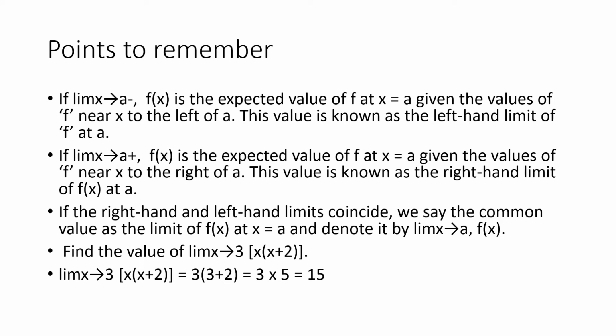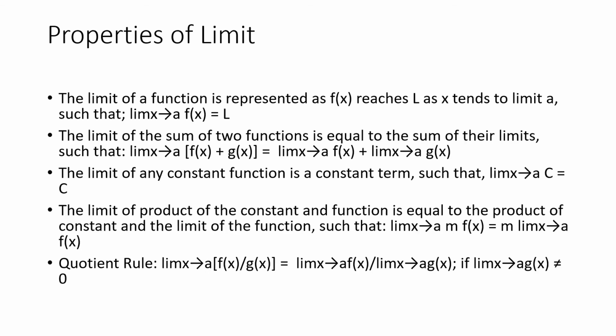Okay, so if the right hand limit and left hand limit coincide, what will happen is that the value of the limit at x is equal to a is f of a, and it is denoted by limit x tends to a f of x. Fine, just think of a case where you have to find the value of limit x tends to 3 of x plus 2. That's a function where you have to substitute the value of 3 in the place of x, so that the answer would be 5, right?